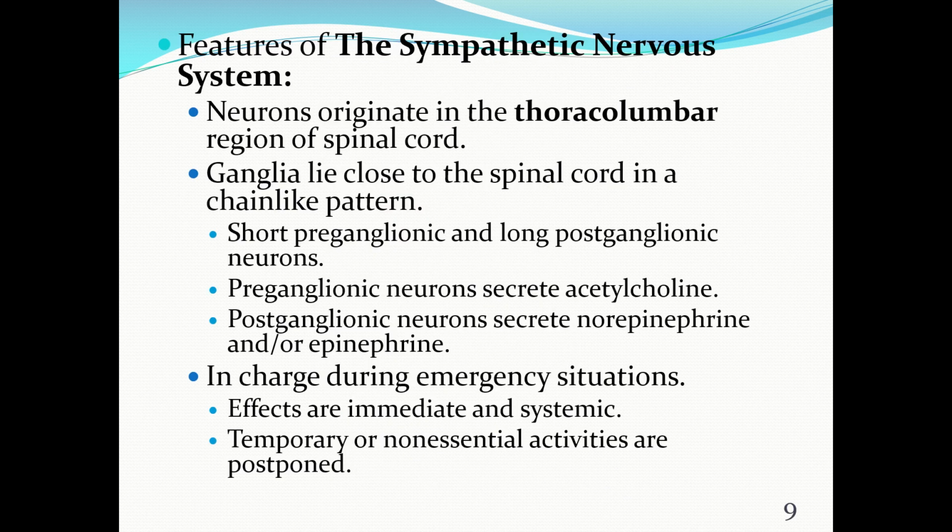Here are the features of the sympathetic nervous system again on its own slide. The neurons will originate in the thoracolumbar region of the spinal cord, and the ganglia will lie close to the spinal cord in a chain-like pattern. And thus, we will have short preganglionic and long postganglionic neurons. The preganglionic neurons will all secrete acetylcholine, but the postganglionic neurons will secrete either norepinephrine or epinephrine.